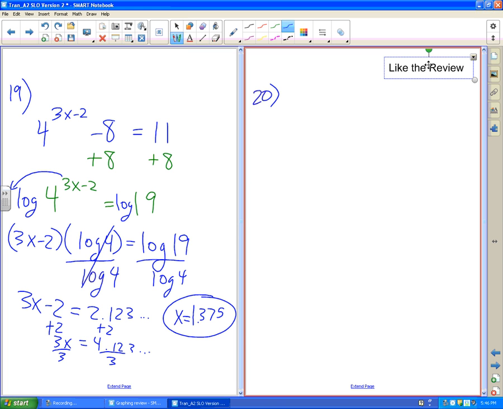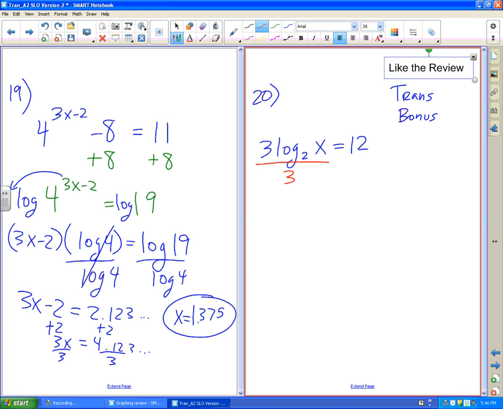This is a transitions bonus. First thing we have to do is divide by 3. And then we have to get it out of log form. So 2 raised to the 4th equals x. 2 to the 4th is 16.